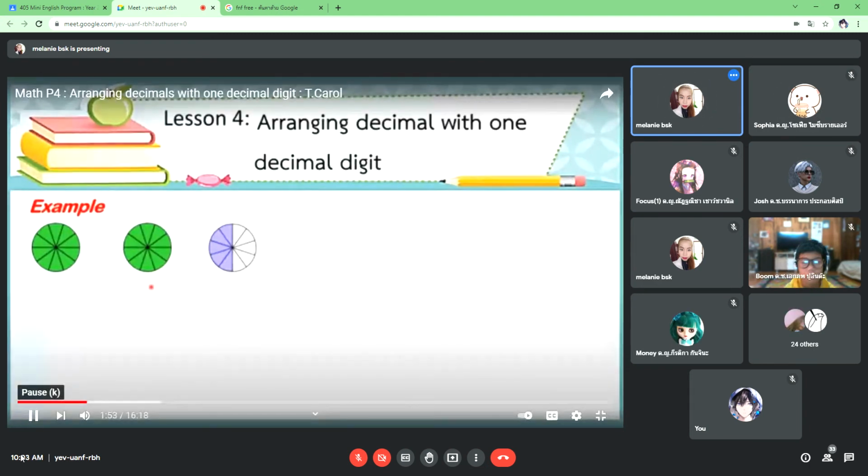So there are 2 circles that are fully shaded. And how many circles are not fully shaded? There is only 1, right? How many shaded parts can you see? 1, 2, 3, 4, 5. So 5 shaded parts out of 10.